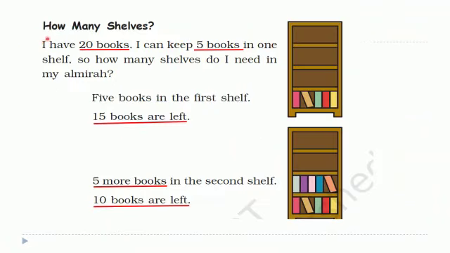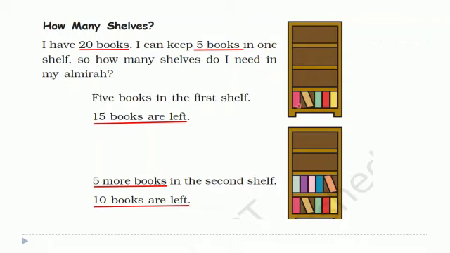Now here we have to find out how many shelves we require. You have seen in the library how madam keeps the books. She keeps them in shelves in a cupboard. So here it is given: I have 20 books. I can keep 5 books in one shelf.